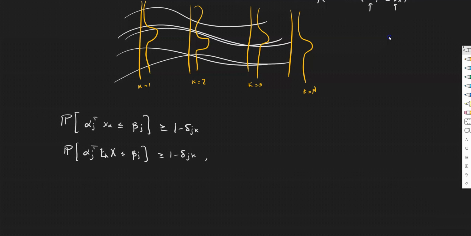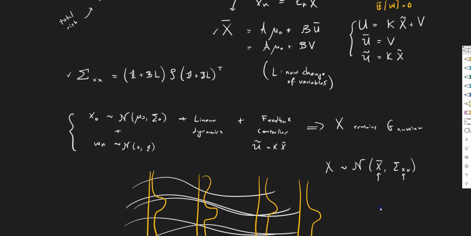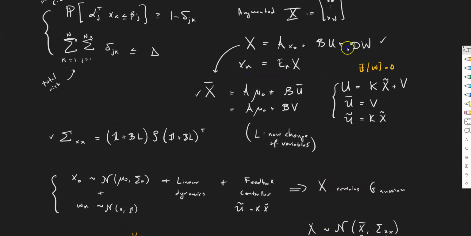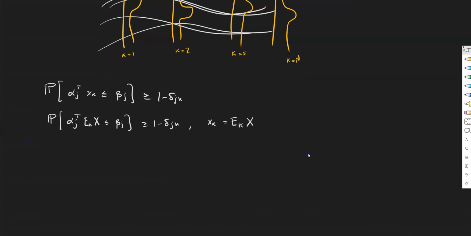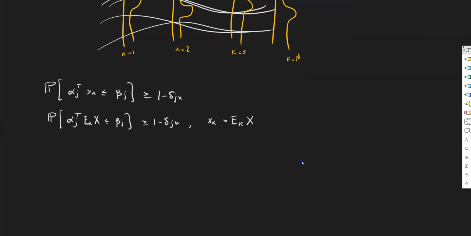And this just comes from the fact that x_k can be written as e_k times x. I showed this before, like a couple minutes ago. So I just plugged that in, that's all I did for now. But now notice what's going on here.